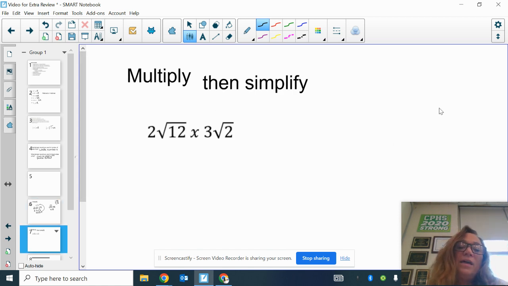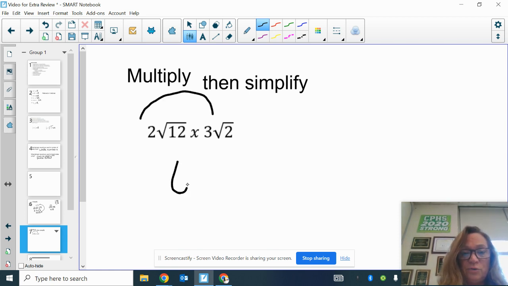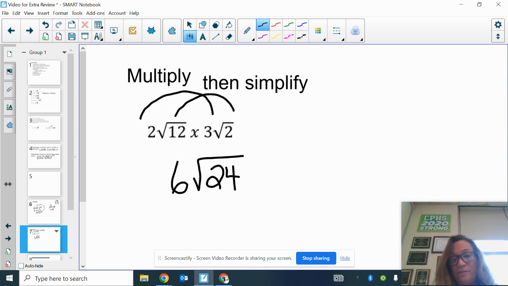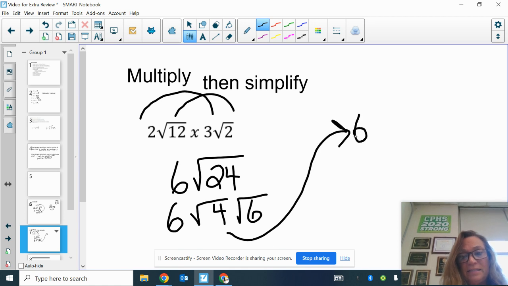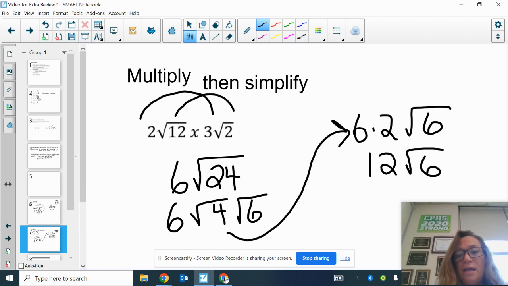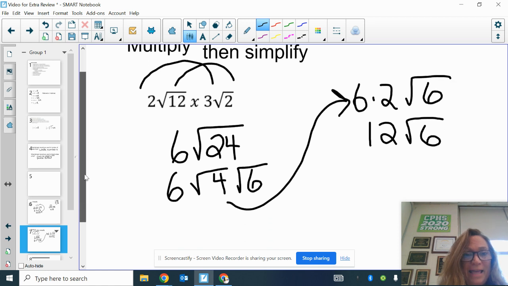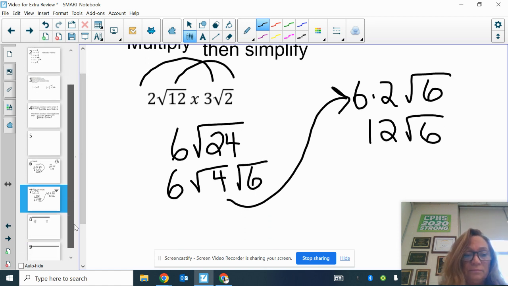Multiply, then simplify. So the idea of multiplication is that you do the coefficient with the coefficient. So 2 times 3 is 6. You do the radicand with the radicand. So 12 times 2 is 24. And then if you can simplify, you should. So I'm going to break down the 24 into 4 times 6. 4 is a perfect square. So that's going to give me 6 times 2 radical 6, which becomes 12 radical 6, because you multiply the coefficients. Okay. And again, you can check this on your calculator.